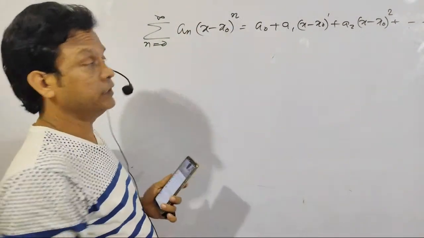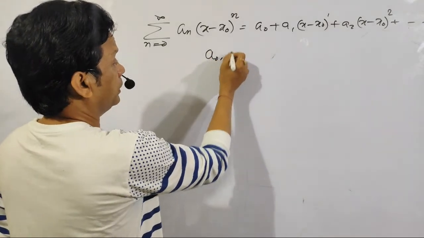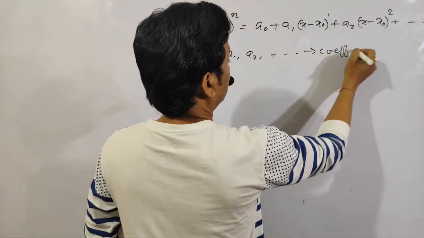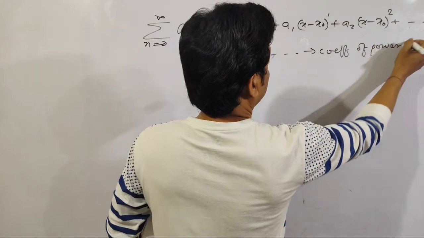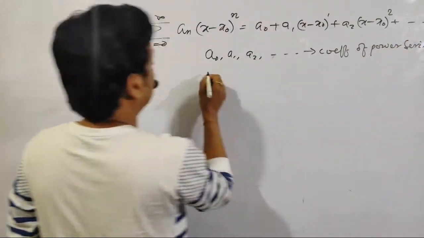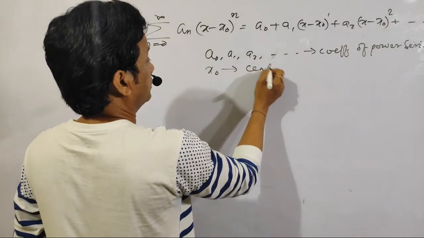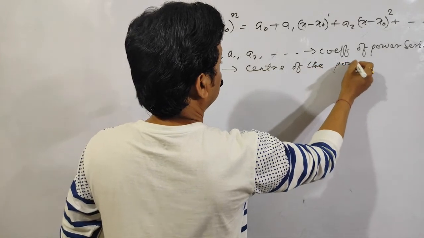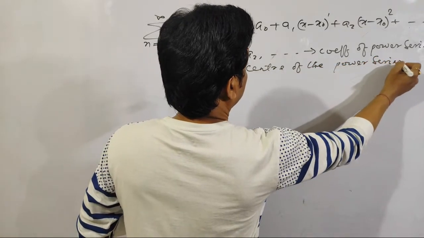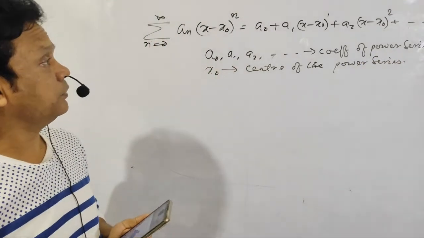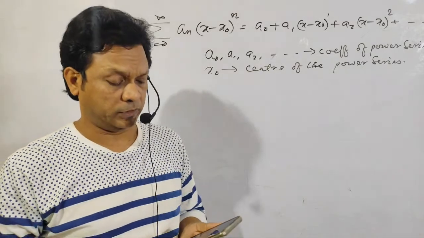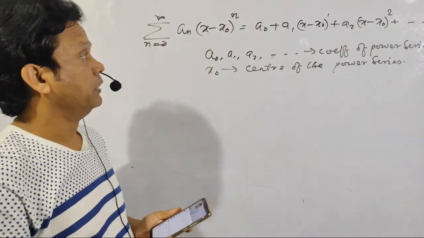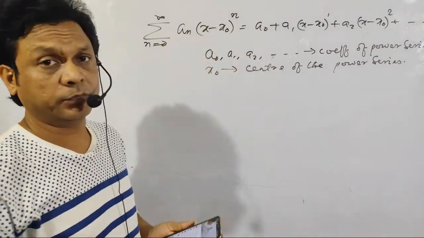This is an infinite series, and here a0, a1, a2, and so on, these are the coefficients of the power series. And x0 is called the center of the power series. Clear? x0 is the center, and a0, a1, a2, a3, and so on, these are the coefficients of the power series. Okay, and this is an infinite series. So any series which is in this form is called a power series.